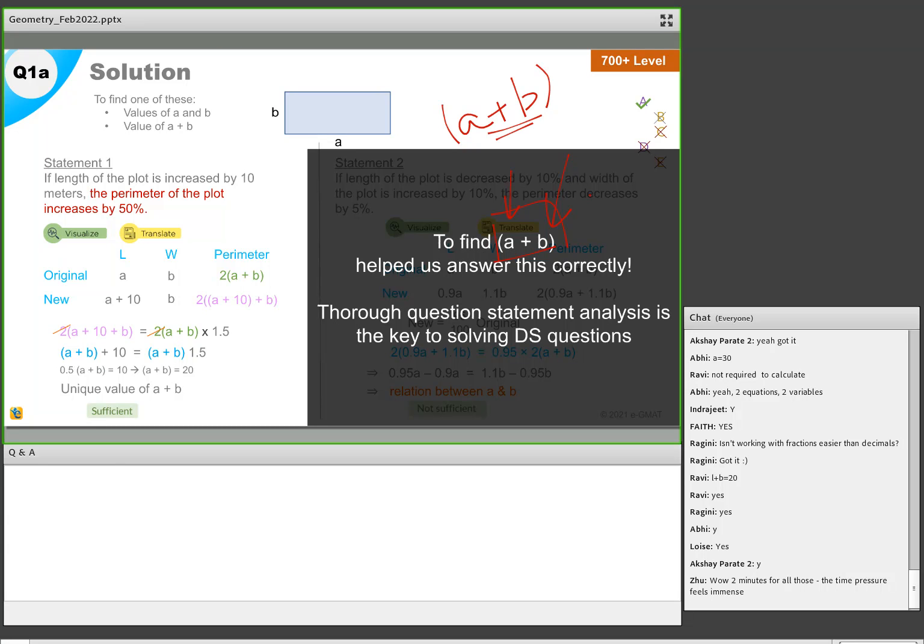But you don't have to. 2 minutes for all these, the time pressure feels immense. Once you get used to it, actually no. Even in this batch, for the same questions, I saw people getting the correct answer within the 2 minutes. Some of us were able to get that even within 1 minute. So it's a matter of practiced application.